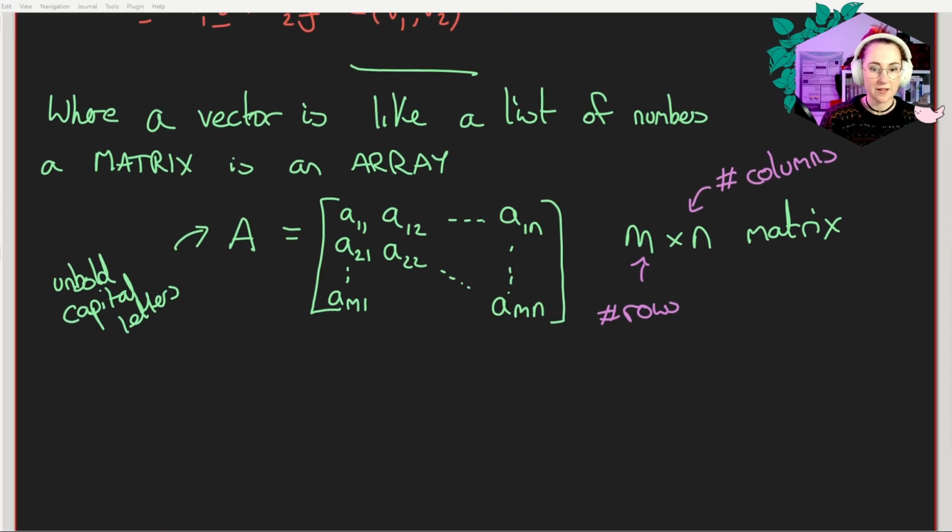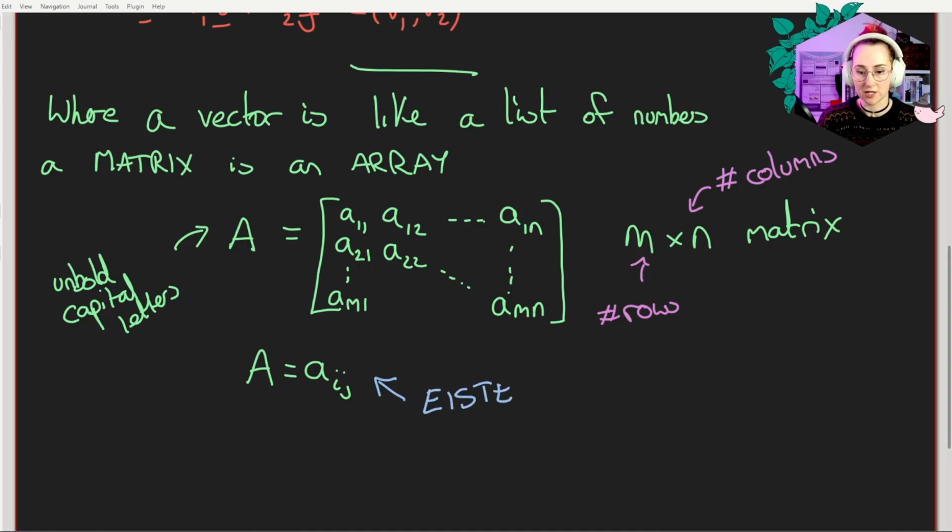So instead of having to write this all out in this big grid form, what I can also say is just A is Aij. And something I didn't say before, and I think I'm right in saying, is that whenever I do this subscript notation, it is called Einstein notation.